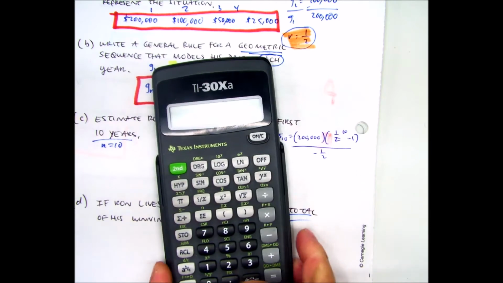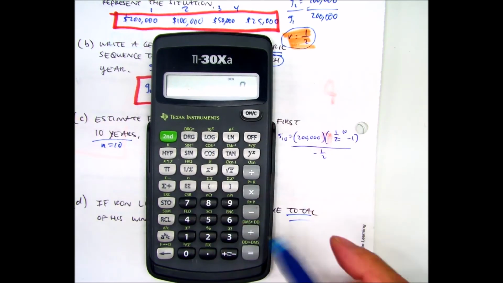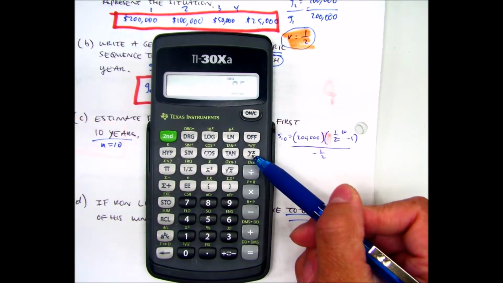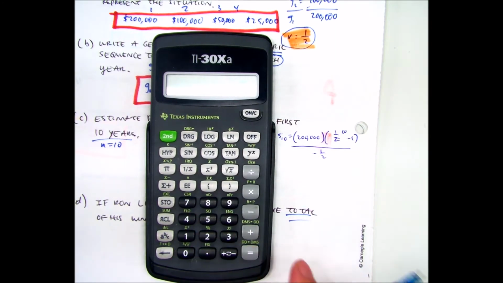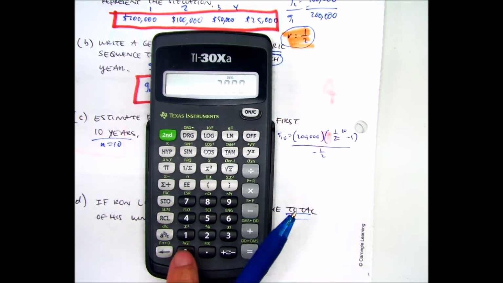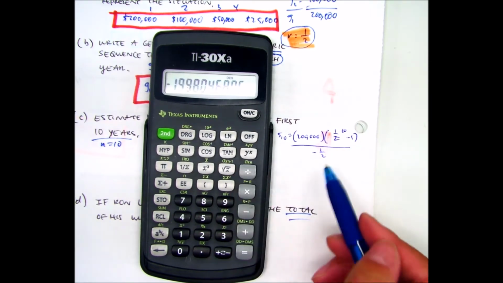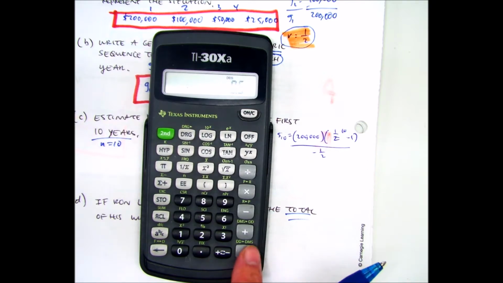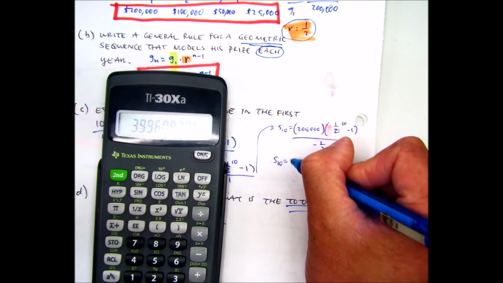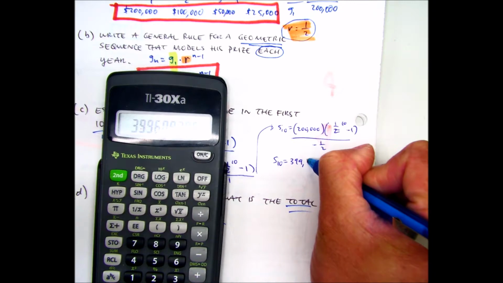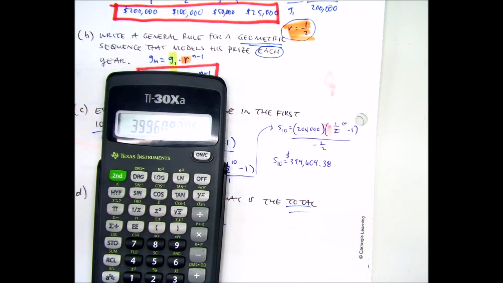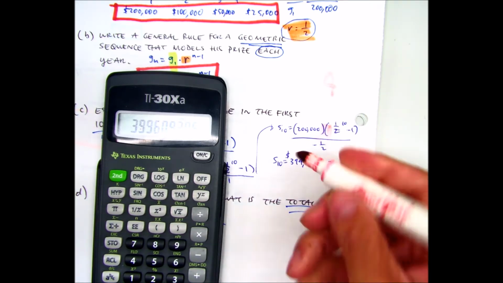So let me put that in the calculator with you. So I'm going to do 1/2 first. So 1 divided by 2, that gives you 0.5. And then 10th power. So I'm going to press the exponent button. And then I'm going to subtract that by 1. And I'm going to multiply by 200,000. And then I'm going to divide that by 0.5 and a negative 0.5. And we get this value. If you add up the first 10 years of this prize, Ron should receive $399,609.38.